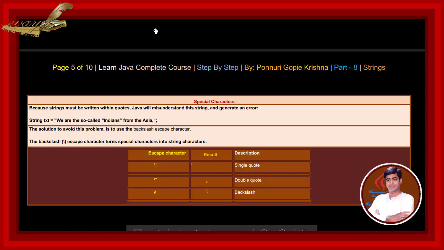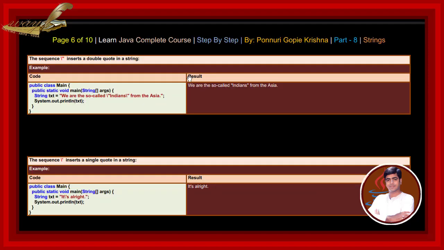Special characters. Because strings must be written within quotes, Java will misunderstand a string like this and generate an error. String text = "We are the so-called "Indians" from the Asia." The solution to avoid this problem is to use the backslash escape character. The backslash escape character turns special characters into string characters. See here, backslash, double quote. The sequence backslash double quote inserts a double quote in a string. See here, now I am using "We are the so-called \"Indians\" from the Asia." See, We are the so-called "Indians" from the Asia.